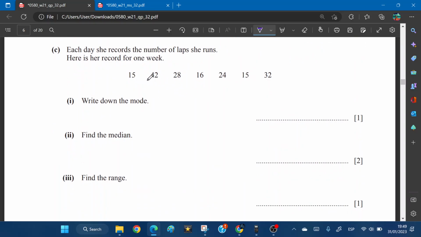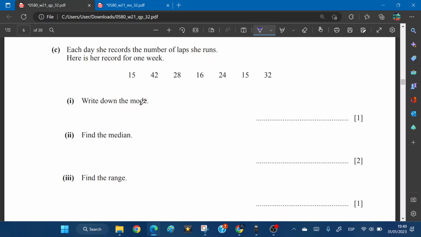Right, these are the number of laps she runs. Look at that second day. She ran 42 laps. Amazing. That was a Tuesday. She ran 42 laps. So Monday 15, 42. Wednesday 28. Saturday lazy 15. Sunday she went for it again.